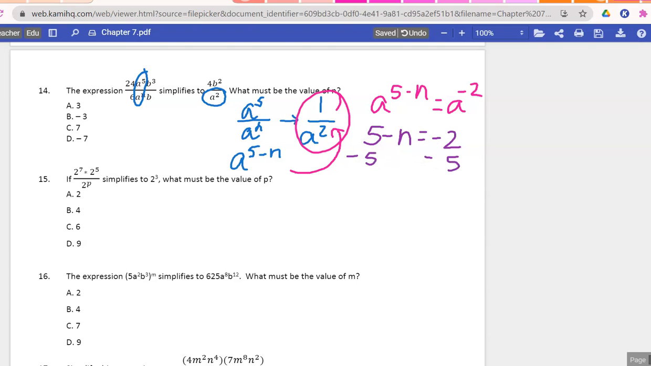subtract the 5 from both sides. This guy goes away. Now you have negative n equals negative 7. Divide both sides by negative 1, and you end up with n equals positive 7. So your answer here is going to be answer choice C.